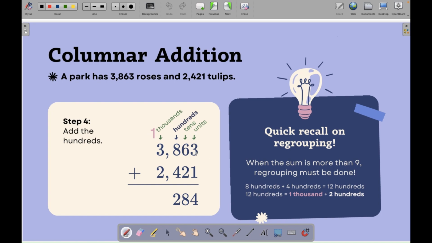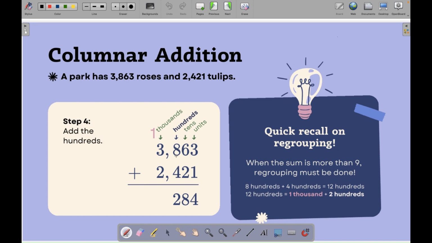All the previous additions that we have done, for example, 3 plus 1 is 4, 6 plus 2 is 8, we got a number that was less than 10, right? Here we will get a number that is greater than 10. So 8 plus 4 is 12. So just try to understand what this means.